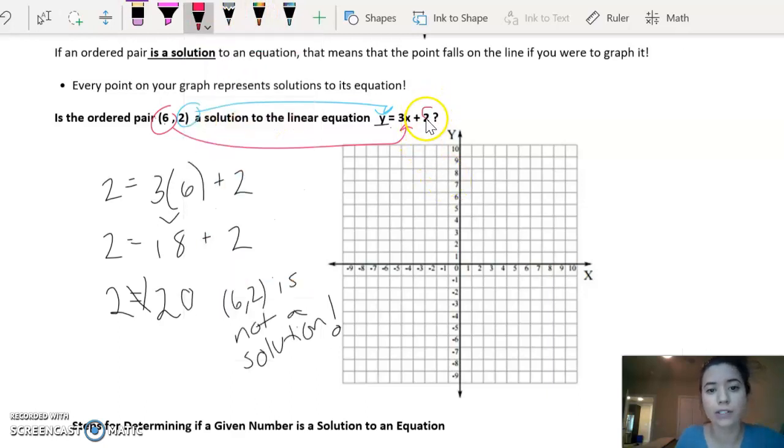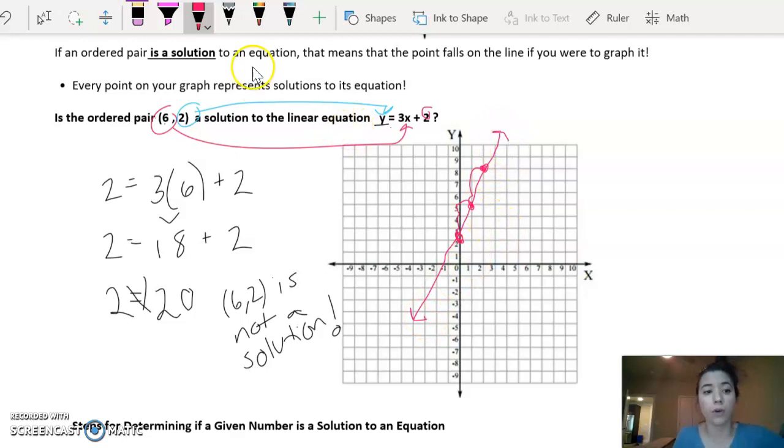So my y-intercept is 2. My slope is 3, so that means up 3 over 1. Up 3 over 1. I'm going to keep going, up 3 over 1. All right, there is my lovely line.